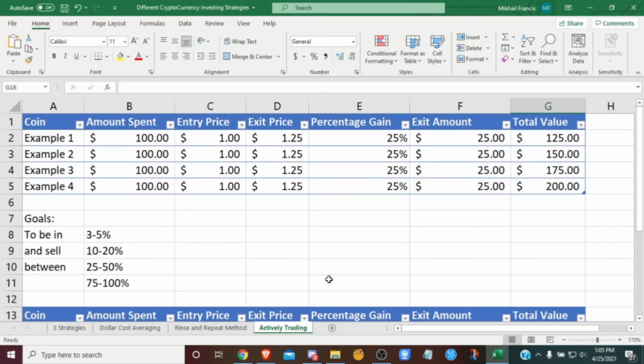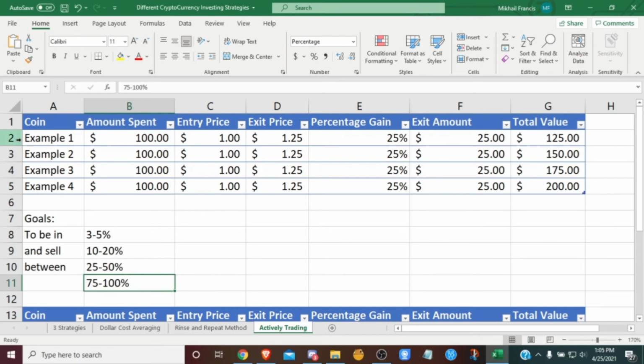The last strategy, actively trading, which means to make consecutive trades within a working day. But with active trading, you're not looking to 3-4x your money. The goal is to make a bunch of small profits, which will add up over time. The goal is to be able to buy in and sell between a 3 to 5% gain, 10 to 20% gain, 25 to 50% gain, or 75 to 100% gain.